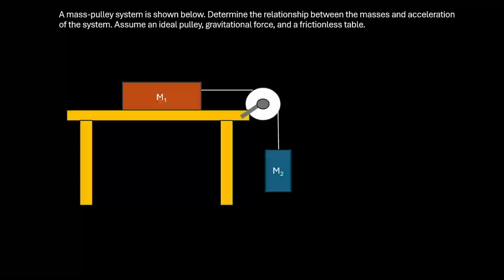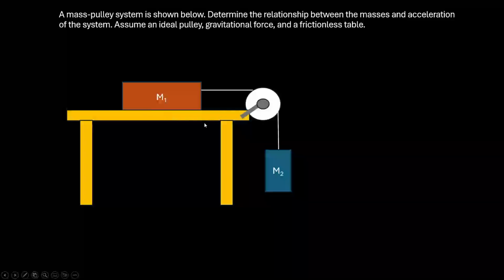Now, we're given M1 and M2 in this diagram, as we can see, and we have a string attached to both this box and the hanging box, and we have a frictionless pulley. An ideal pulley, which also means frictionless pulley, and also a frictionless table, and just the Earth's gravitational force.